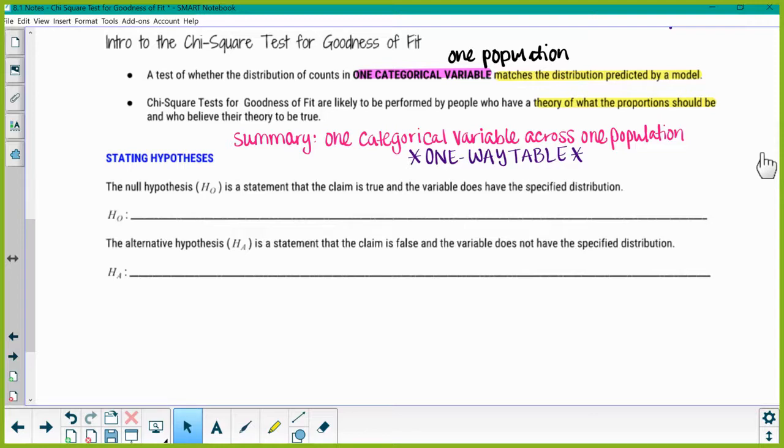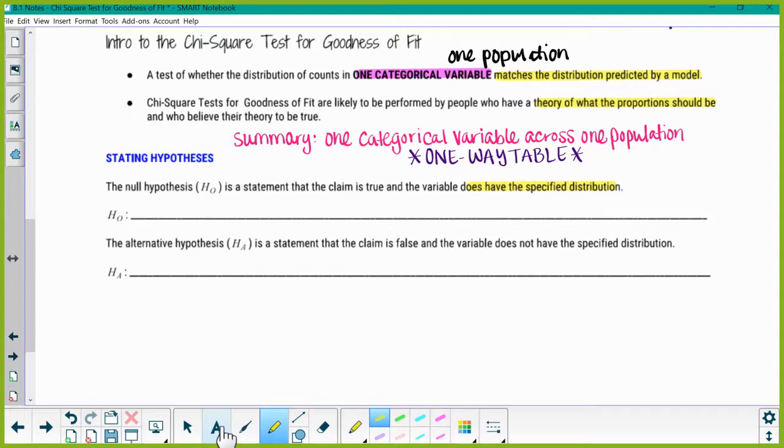Now, with this testing, we are going to go through the steps of PHANTOMS. We, again, are just eliminating the P. So one of the first things we want to do is state the hypotheses. And the null is going to be the statement that the claim is true and the variable does have the specified distribution.